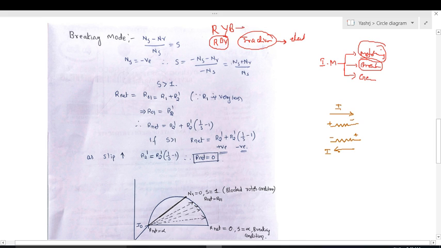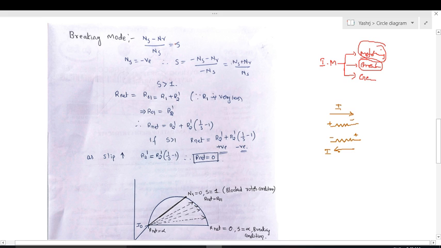RYB to RBY. If you change the phase sequence, the synchronous field will be reversed, so the synchronous field and rotor speed will be opposite. That's why the rotor slows down fast. That's why we apply braking to stop trains and heavy vehicles. That is nothing but electrical braking.